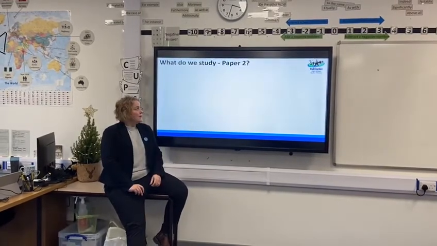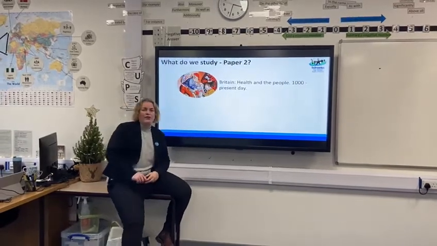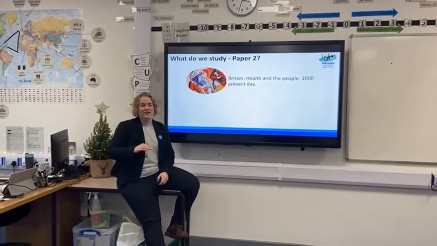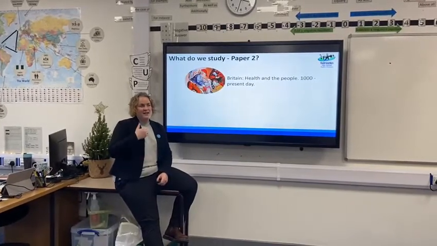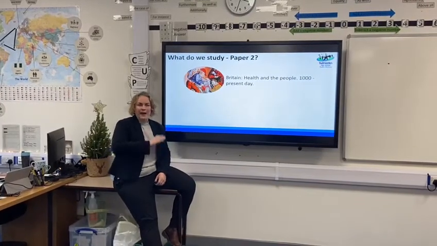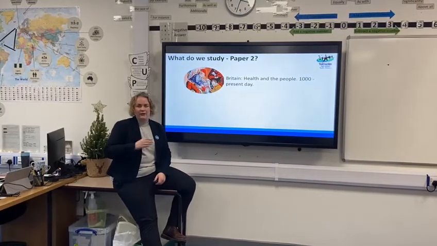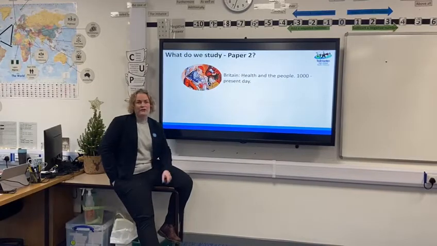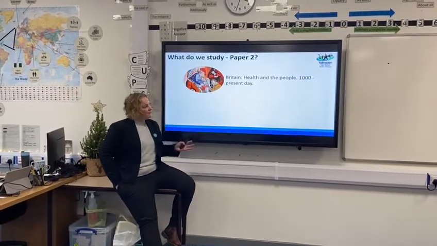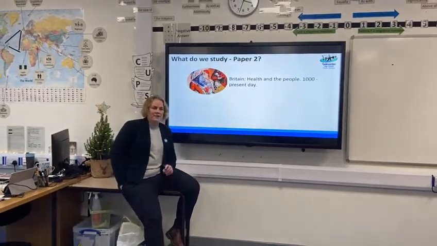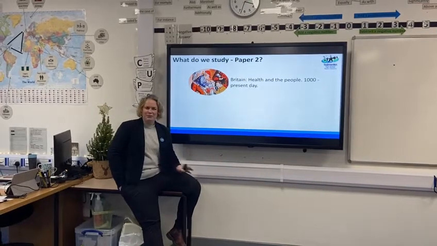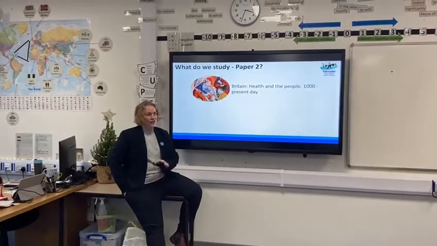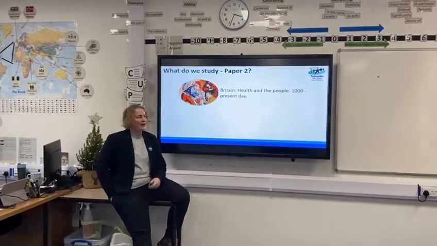Paper 2 then, you have Britain, Health and the People, 1000 to the present day. This is probably my favourite element of GCSE History. Essentially, it's the study of how we went from having absolutely no idea what made people ill or how to make them better to the situation that we're in today where we have a National Health Service that looks after us all. And it's fantastic because you spend a lot of the time sitting there thinking, I'm sorry, they did what? And then we explain why that happened and what went on. It generally is just quite interesting because it gives you a great understanding.